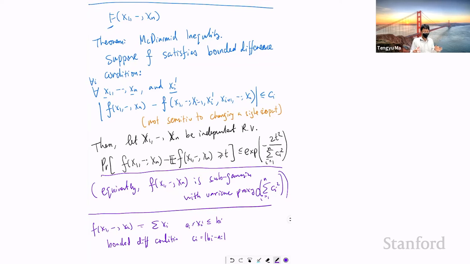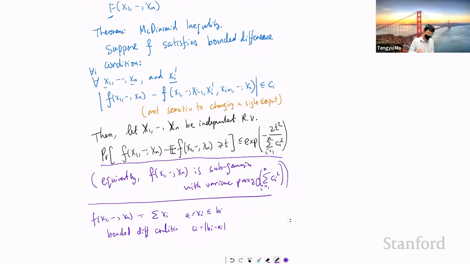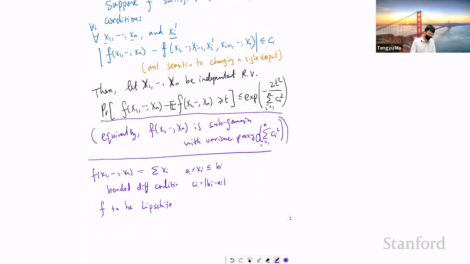But you can imagine many other functions that have this property which don't look like a sum at all, right? So more precisely, the intuition is that you want this function f to be somewhat Lipschitz, or not super sensitive to individual coordinates. Yeah, that's the general intuition.